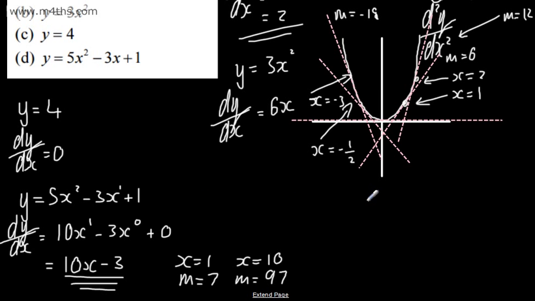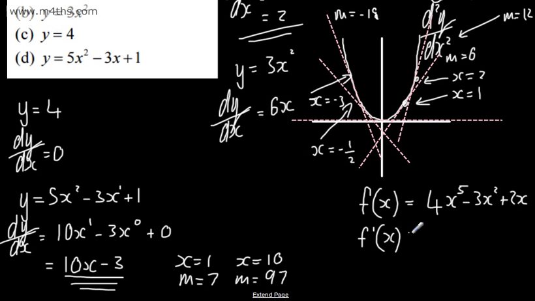Before we move on, I'm just going to look now at using function notation. If we have a function of x, f of x is equal to, and let's just write a function: 4x to the fifth minus 3x squared plus 2x. We would say the first derivative is f dashed of x. So what we've got is the function, its gradient function is f dashed.